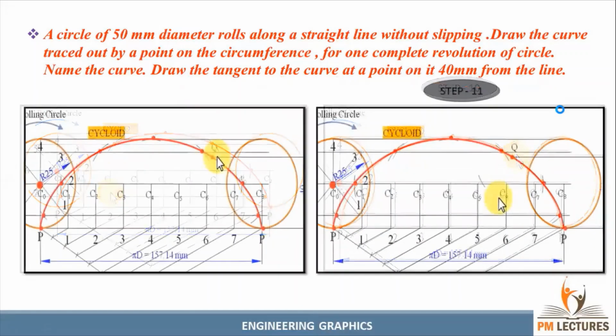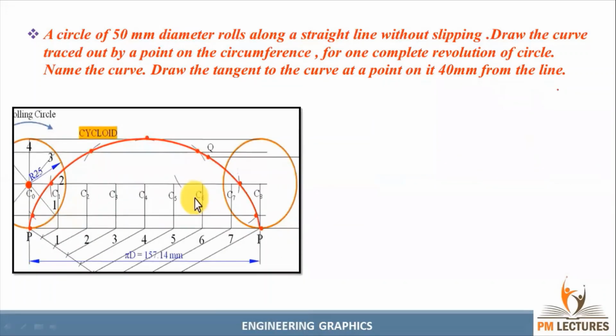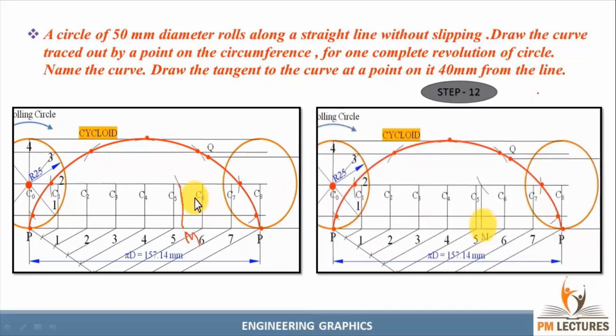Okay, so next step, from this point, with the same radius of the circle, make an arc on the center line. Keep the compass here and make an arc. Okay, see here. So next step, from the point here, we need to draw a perpendicular line to this here and give the name as M. It will look like this, guys.